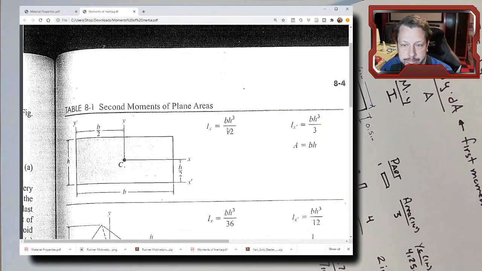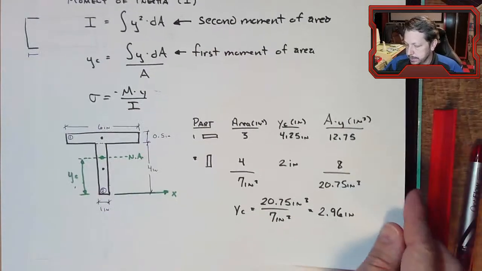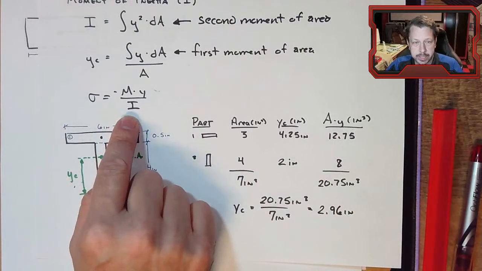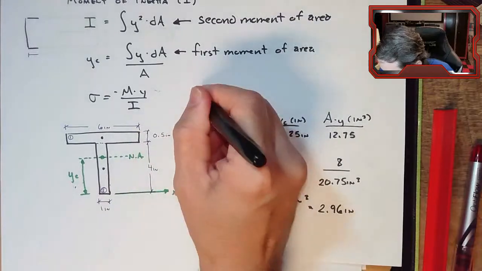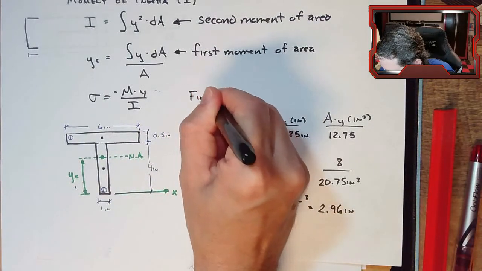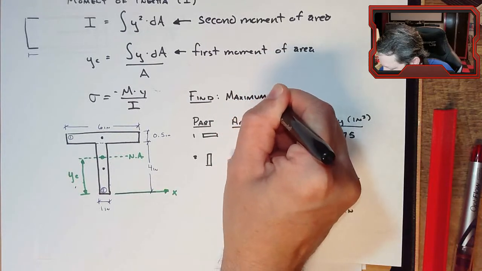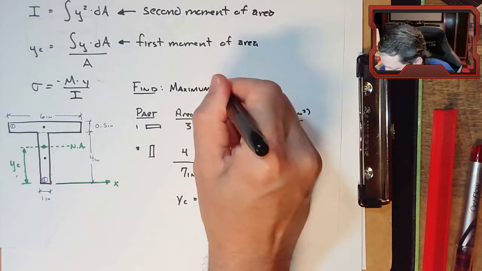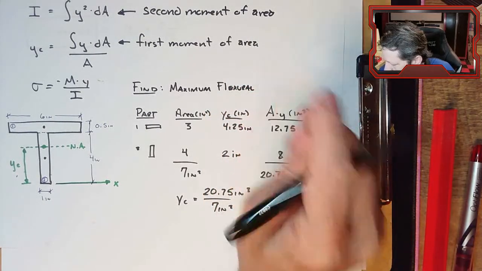Alright, so what we want for this equation, let's say that we're going to have a beam, and our whole goal is to find the maximum flexural stress in a beam. We don't have the beam yet. Well, I guess, you know, it's this beam.